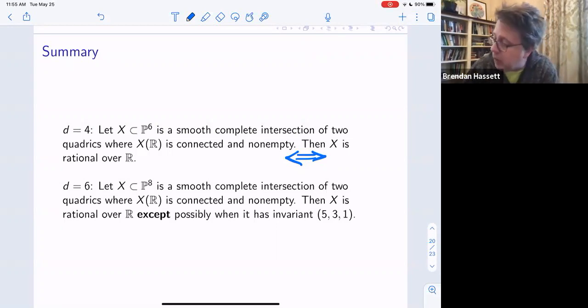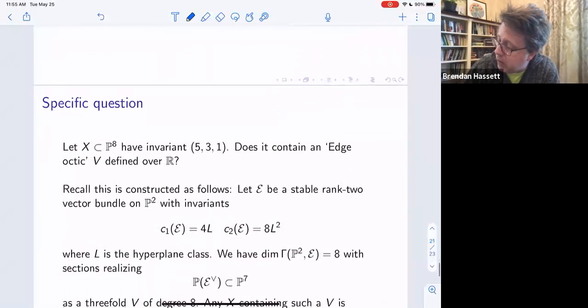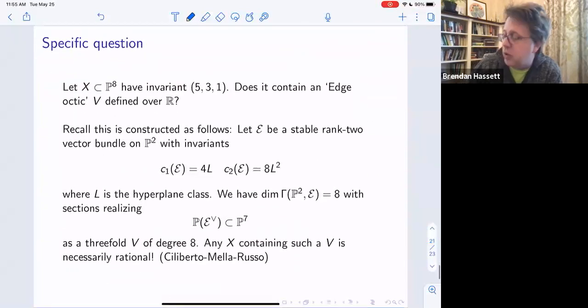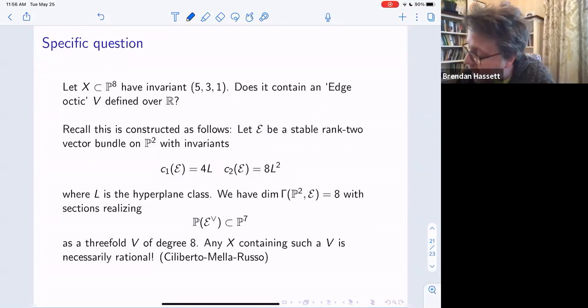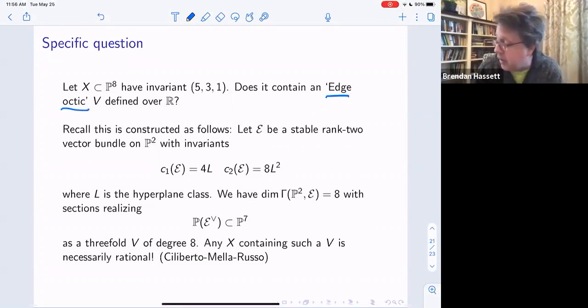Okay, I'm running a little bit low on time, so let me engage in a little bit of speculation. What could the construction be when you have a Krasnov invariant 531? Here's a possibility, just based on squinting at the cohomology and looking at which cycle classes seem to represent varieties defined over the reals. One possibility, from the intersection theory, is that an X with invariant 531 contains what's called an edge variety, which I have to confess I did not know anything about until I started this project.